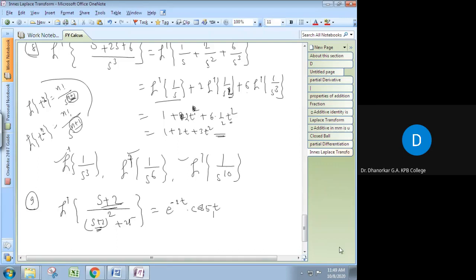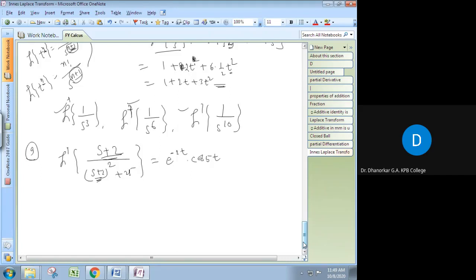And if I change this problem a little bit, the same example, I will change it in this way: s plus 3 divided by (s plus 2) whole square plus 25. Then the answer changes. Then we can write here: here is s plus 2 and here is s plus 3. Then the increment should be s plus 2 here also.